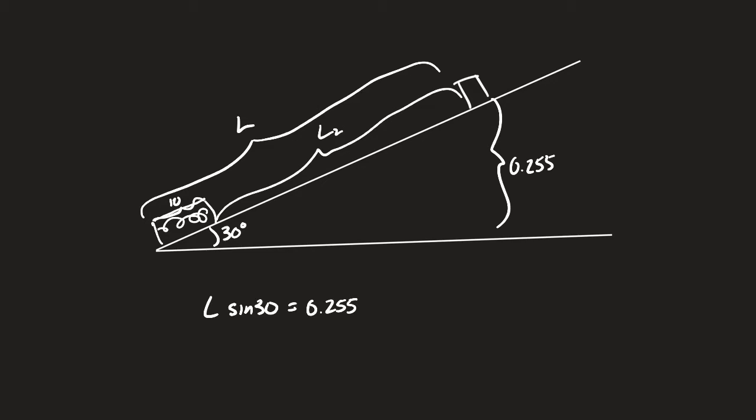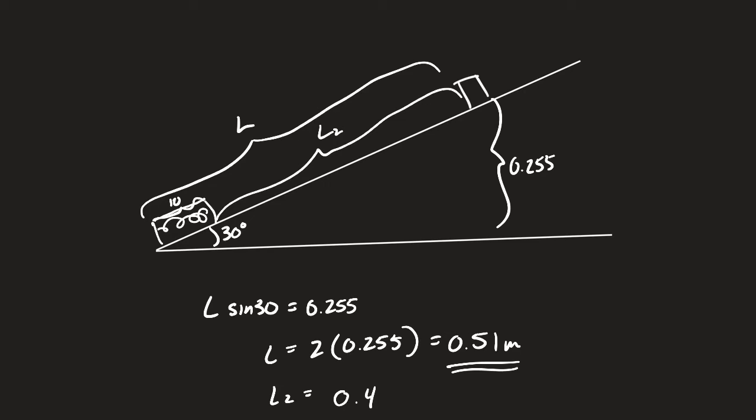But 10 centimeters of that was when it was connected to the spring. So L is going to be 2 times 0.255, which is 0.51 meters. But it's 0.41 meters away from the spring. I don't know which answer they want. They're not clear. I could look it up. Would you like me to?